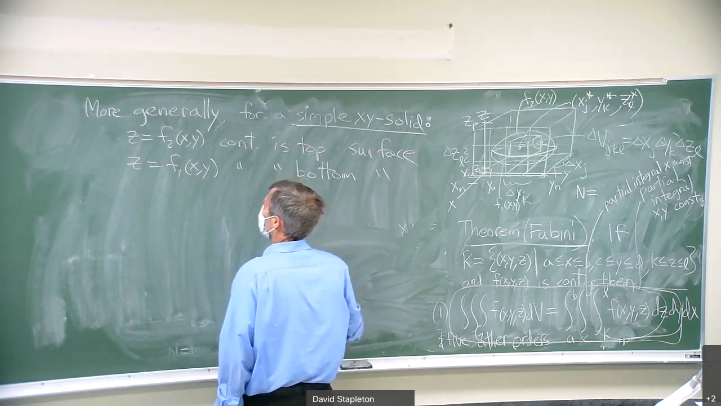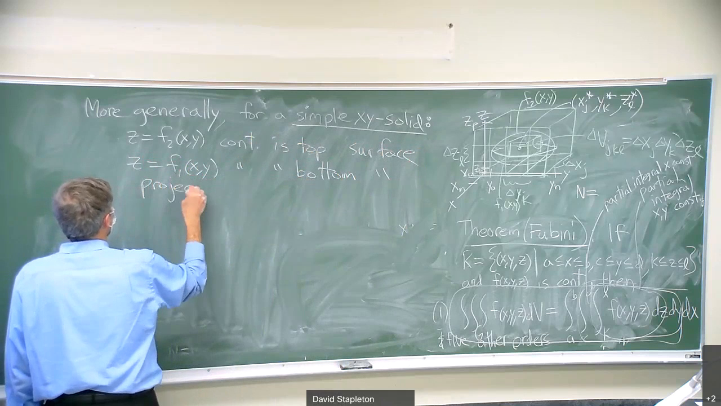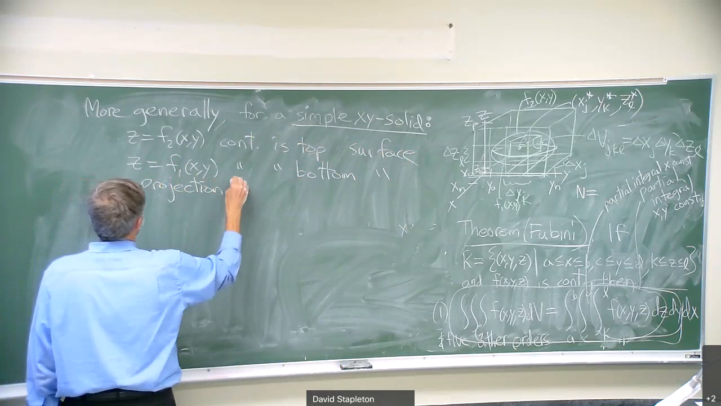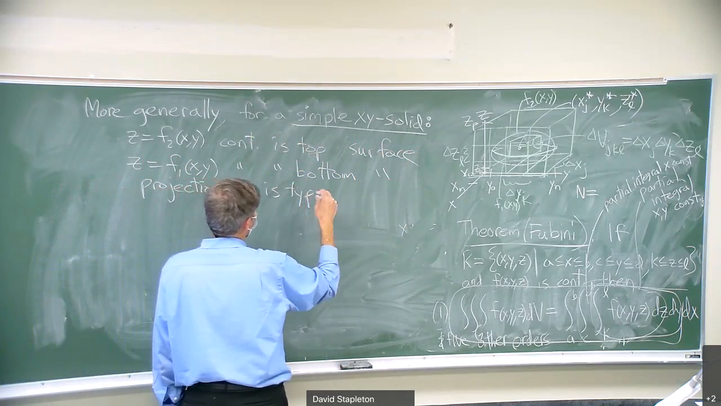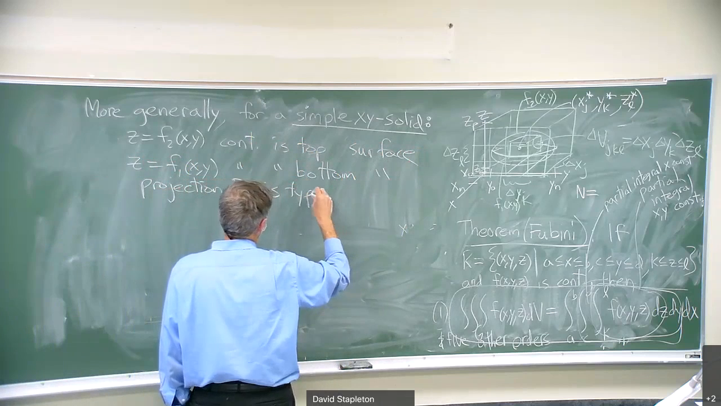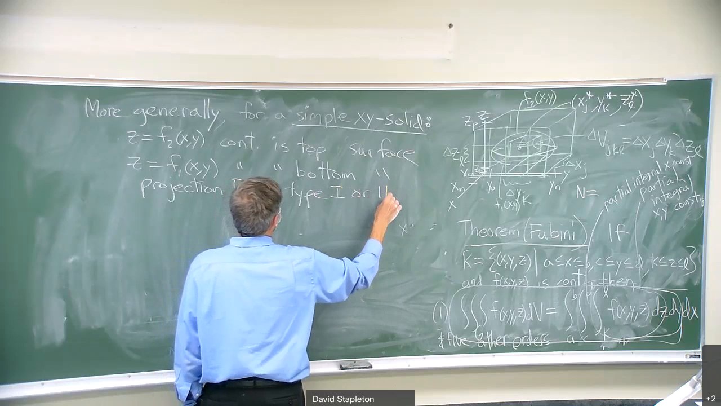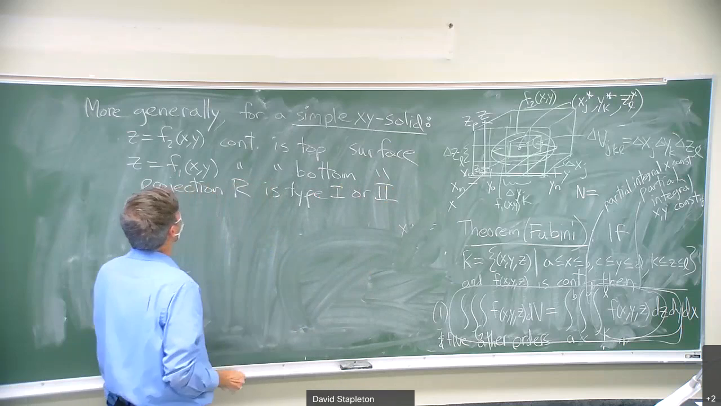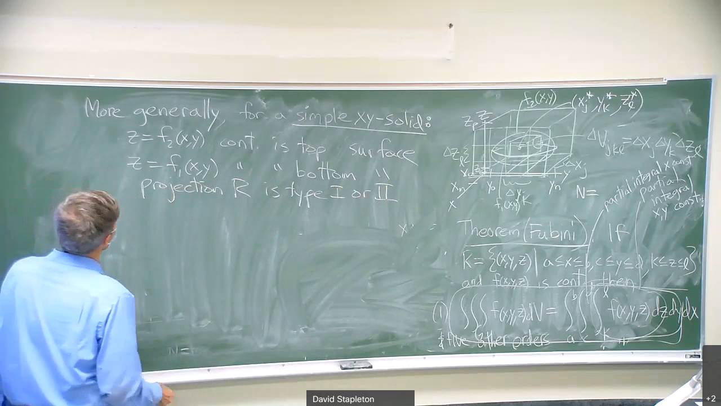Bounding the solid. And then the projection R of the solid is type 1 or type 2, meaning continuous boundaries and one variable goes between constants, the outside variable. Type 1 or 2. For these kinds of regions and some others, but these are the ones that are important.